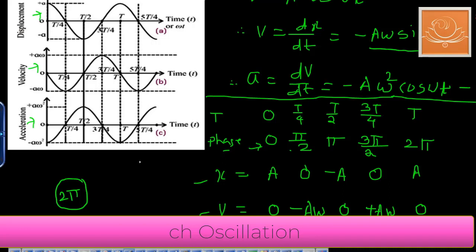Now our next article is composition of two simple harmonic motions having the same period along the same path. We will explain it in the next lecture.